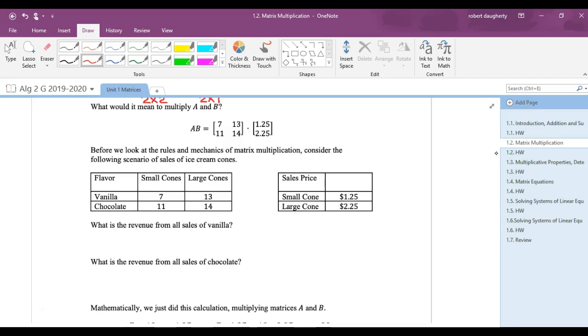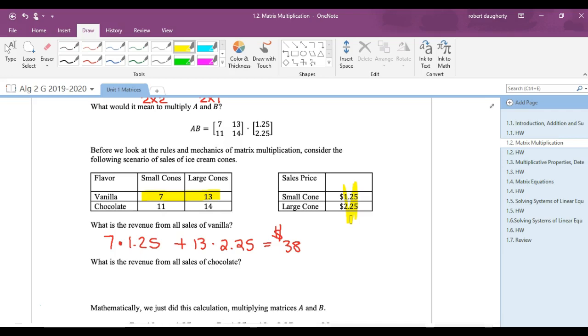Now, before you even know what a matrix is, what is the math that I would need to do to figure out all the money that comes from selling vanilla ice cream? What would I need to do? I would have to do 7 times 1.25, all revenue from vanilla, and then plus what? Plus 13 times 2.25. If I did that on my calculator, that should come out to be $38, okay? So if I'm looking at vanilla and then I've got these prices right here, it would be 7 times 1.25 plus 13 times 2.25.